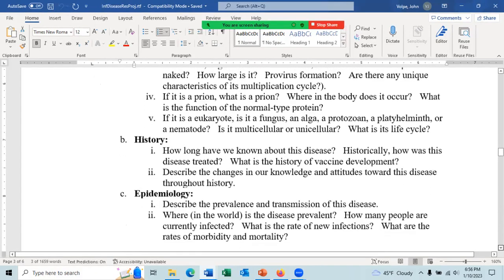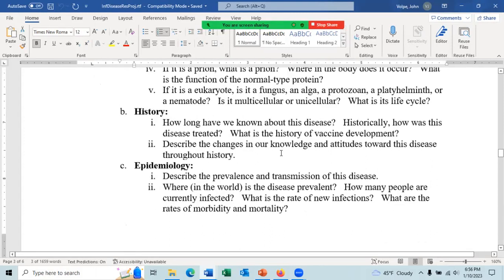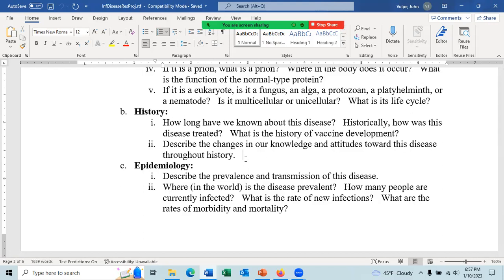The next section heading should be history. How long have we known about the disease? Historically, how was this disease treated? What's the history of the vaccine or the development of the vaccine for this disease? And then describe the changes in our knowledge and attitude towards this disease throughout history. Even if you're doing a really recent disease like COVID-19, there has been a change in our knowledge and our attitude of the disease.